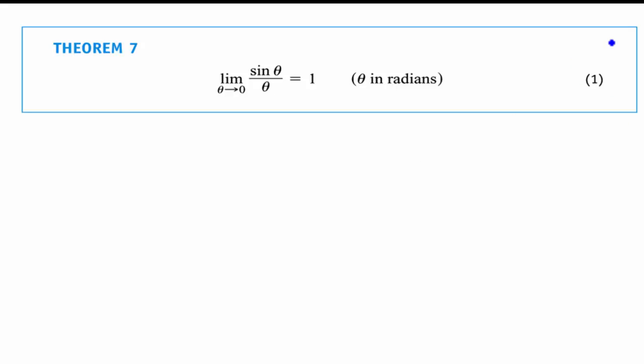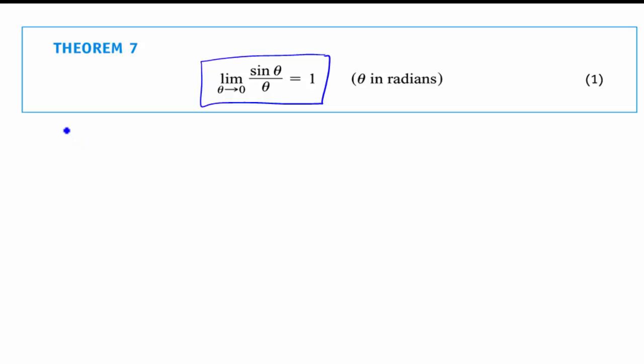Theorem 7. This is an important theorem that we will use later on in solving problems. Just to remember again, the limit of sine theta over theta as theta approaches 0 is equal to 1. This is something that we need to commit to memory. You need to remember this because it'll be useful.